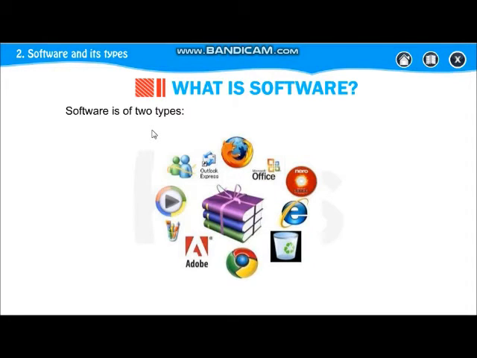Now software is divided into two types. Okay, if we classify software, software is of two types. First is system software and second is application software.